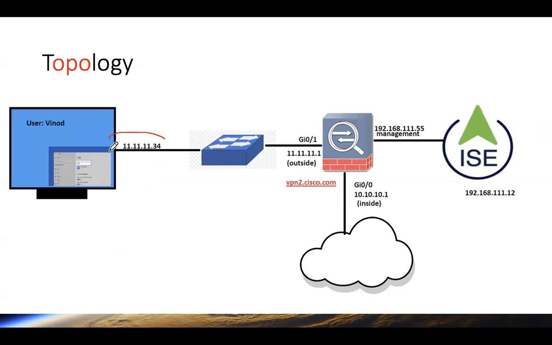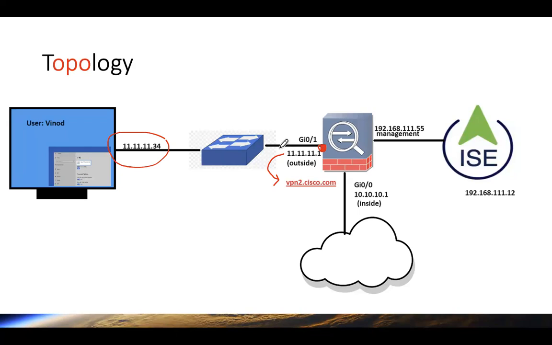The user laptop has an IP of .34, and the ASA outside IP is 11.1. This ASA IP resolves into vpn2.cisco.com, and there is a trust point created on Cisco ASA facing the public internet. Obviously, my lab is pretty simple.